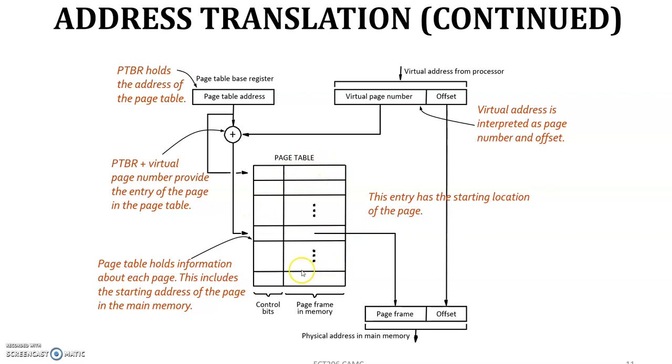So the page table contains two parts. One is the page frame in the memory, that is the location where the data is stored in the main memory, that is the address of the data stored in the main memory, and also some control bits. And the page table base register holds the starting address of the page table.